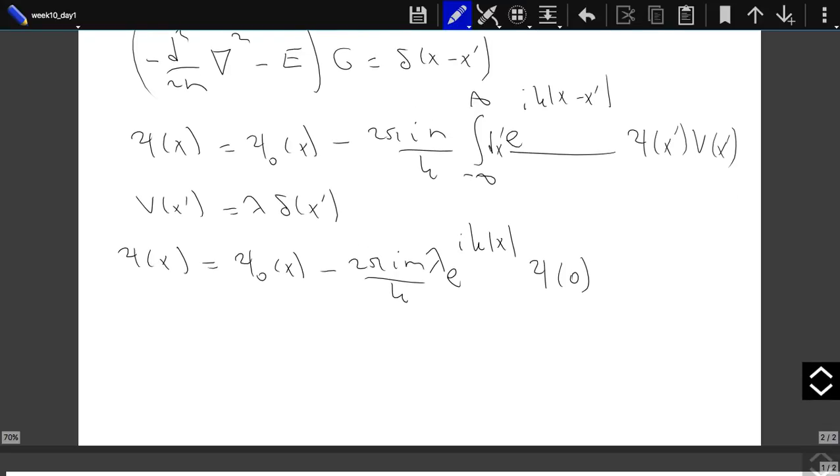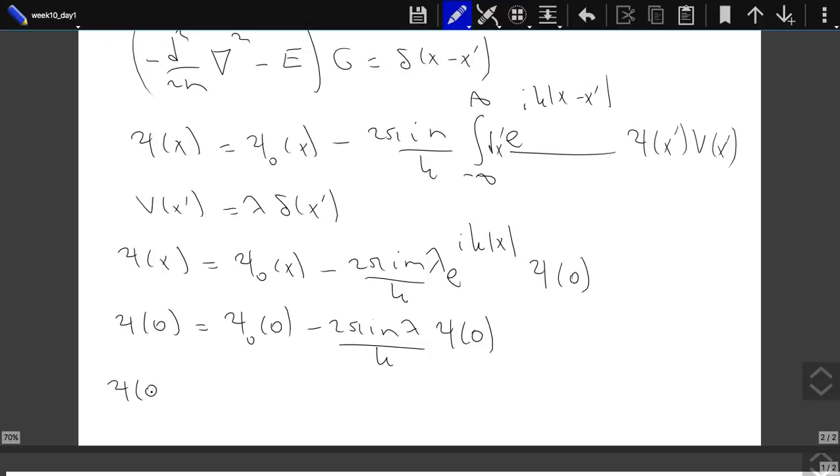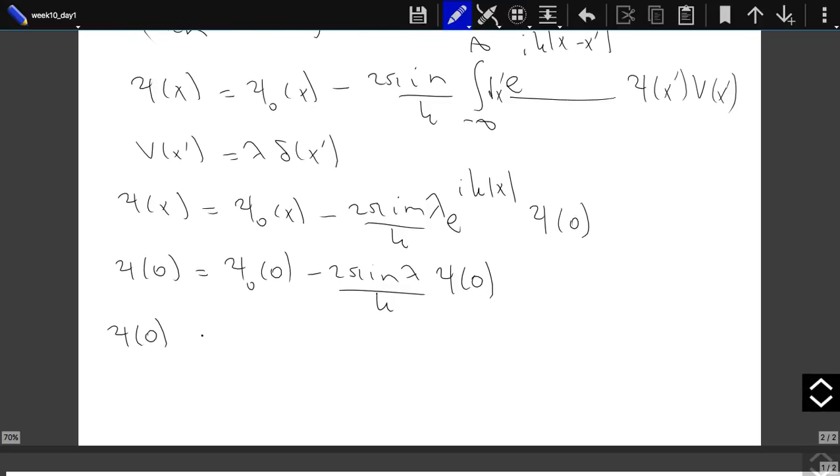Well, we can do one more thing. I can just set x is equal to 0 everywhere. So psi 0 is equal to psi 0 evaluated at 0 minus 2 pi i m lambda over k times psi 0. And I can solve for psi 0. My wave function at 0 separation is equal to 1 over 1 plus 2 pi i m lambda over k times this one.